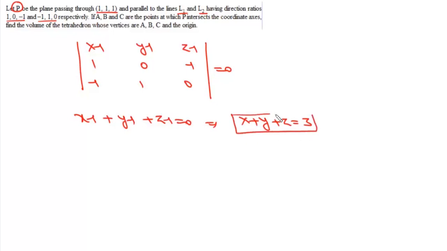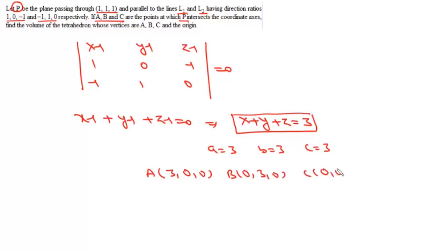So now we have the equation of this plane. Now it says if A, B and C are the points at which this P intersects the coordinate axes, so basically we need to find the intercepts for this plane P. Now in this case, A is 3, B is 3 and C is 3. So A is (3, 0, 0), B is (0, 3, 0) and C is (0, 0, 3). Now we need to find the volume of the tetrahedron whose vertices are A, B, C and the origin.